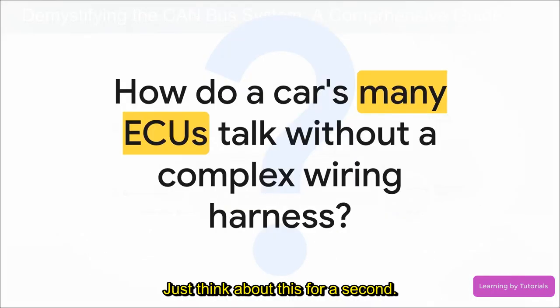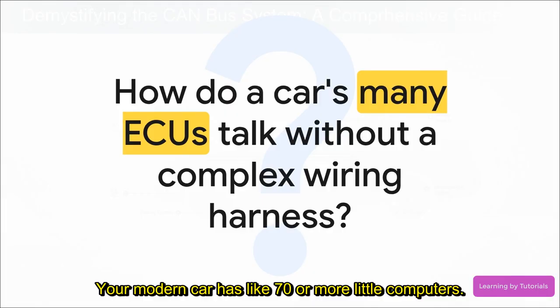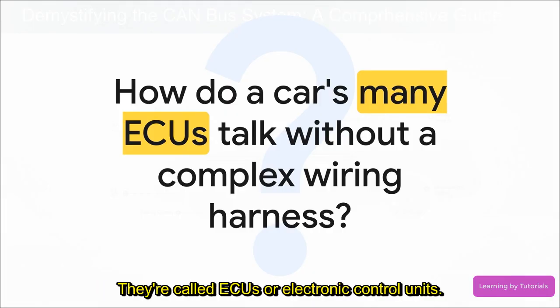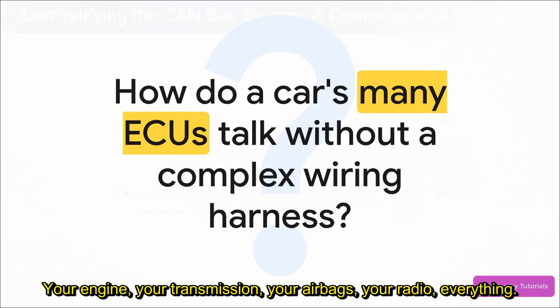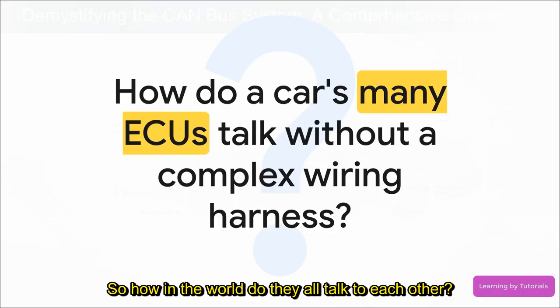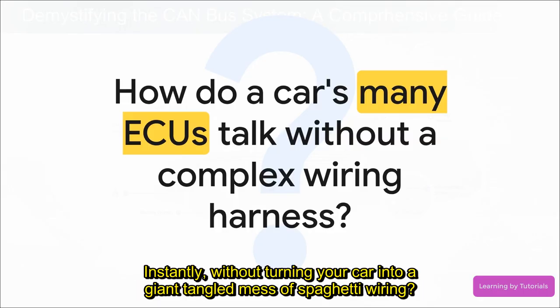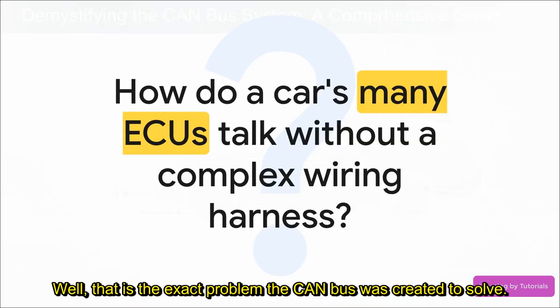Just think about this for a second. Your modern car has like 70 or more little computers. They're called ECUs, or electronic control units. They control everything: your engine, your transmission, your airbags, your radio, everything. So how in the world do they all talk to each other instantly without turning your car into a giant, tangled mess of spaghetti wiring? Well, that is the exact problem the CAN bus was created to solve.